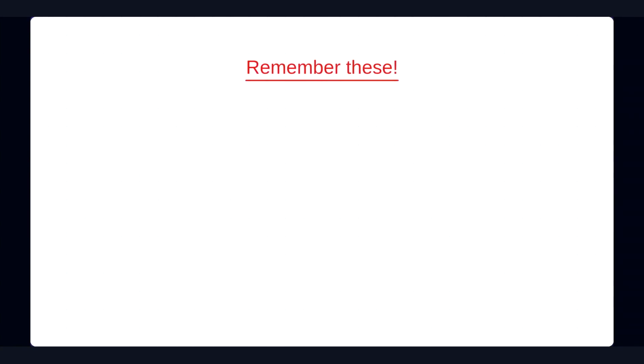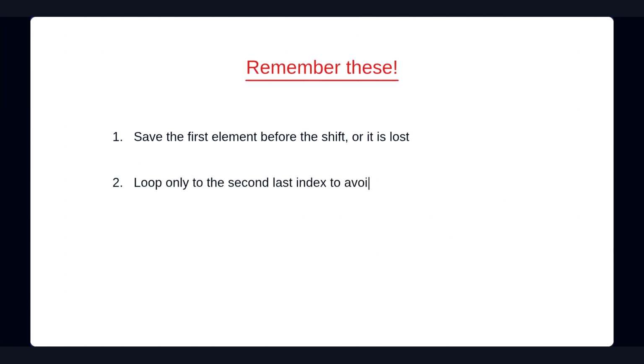Two things. Save the first element before you start shifting, otherwise it gets overwritten and lost. And stop the loop at the second last index so you never try to read a neighbor past the end of the list.